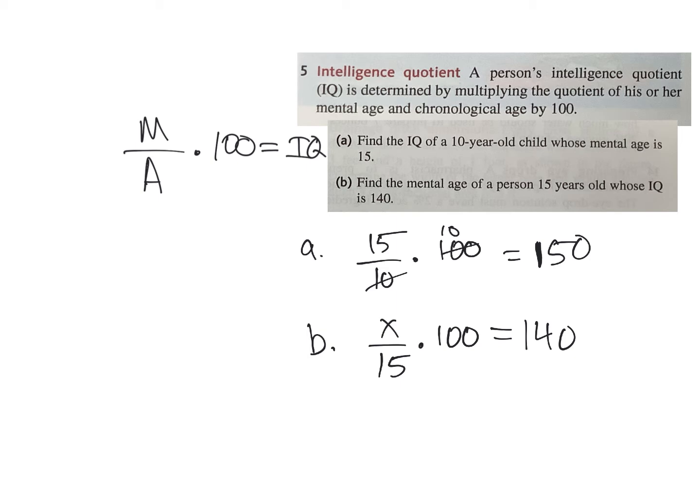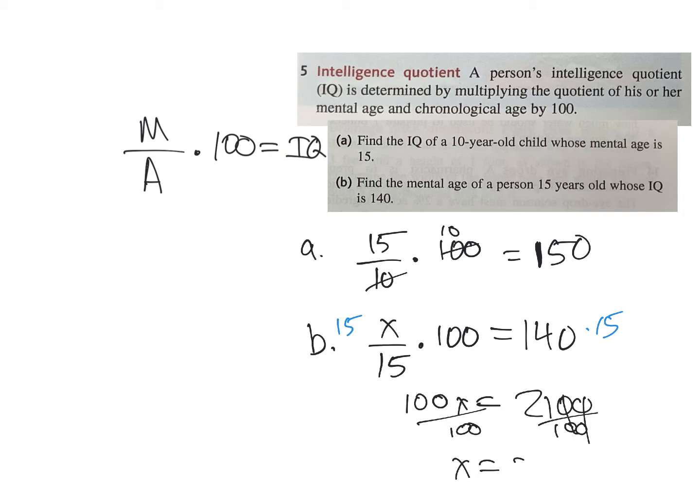All right, so we can multiply both sides times 15 to get rid of the fraction, and then you're left with 100x equals whatever 140 times 15. That's 2100. And divide by 100. Okay. And x is equal to 21. All right, so their mental age is 21. Now think about it. Your mental age is bigger than your actual age if your IQ is above 100. That's what this is saying.